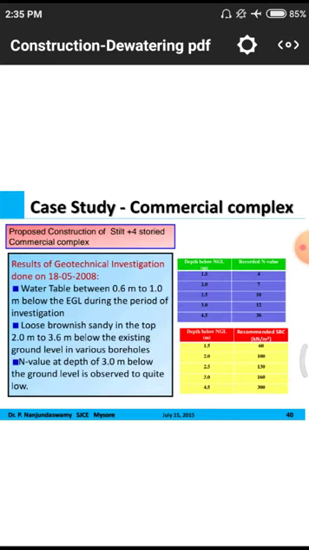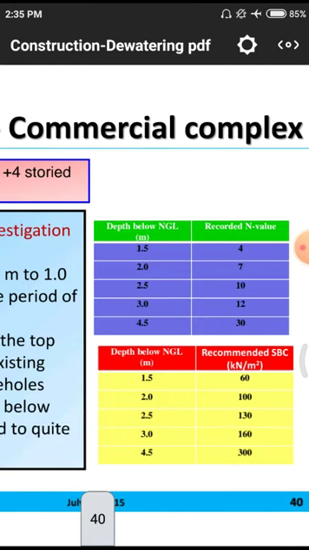The N value at a depth of 3 meters below the ground level was observed to be quite low. N value is a soil parameter. At a depth of 1.5 meters below NGL, they recorded an N value of 4. After 2 meters it is 7. Likewise the value increases. That means the N value increases as the depth of the soil increases.